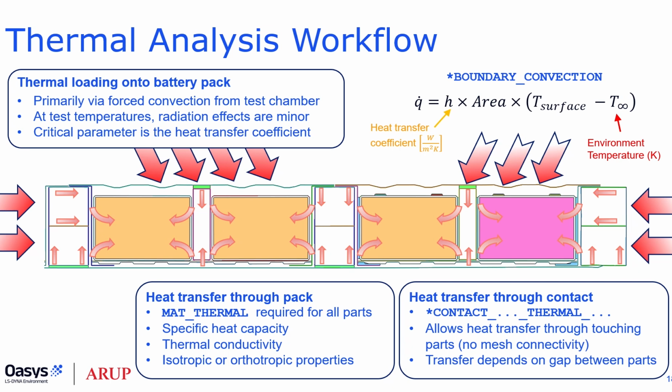If parts are not meshed together but they are touching each other, we can model heat transfer via a contact surface with the thermal option. These contacts will model heat transfer between parts, and the power transmitted depends on the gap between the parts and other parameters set by the user. And although not shown here, there are control cards that govern the thermal analysis, and in our case we would choose a transient thermal analysis.